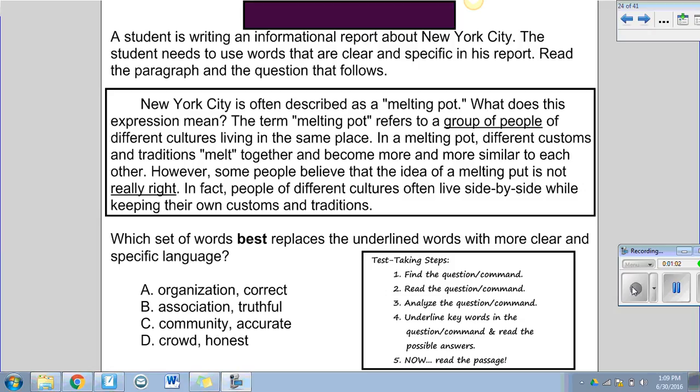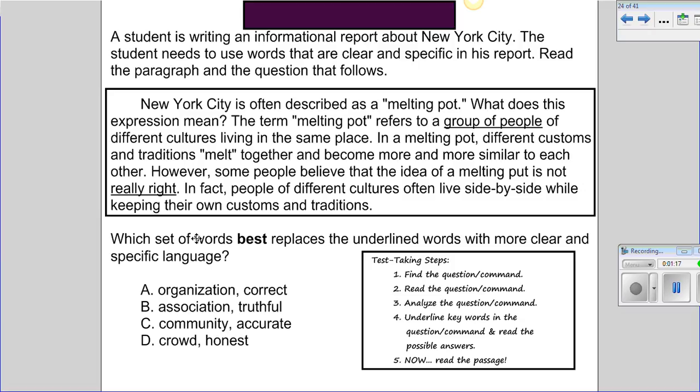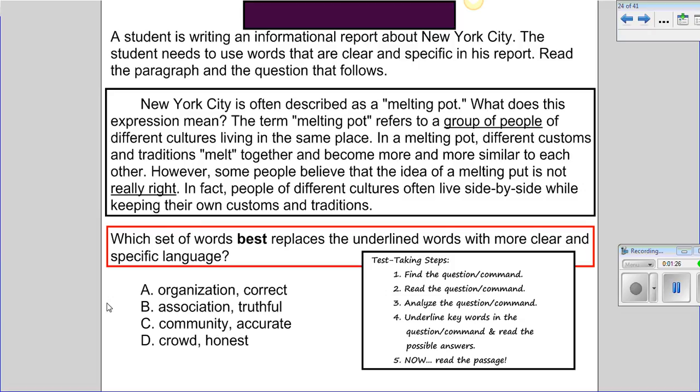Let's practice this together. Down below, you will see the steps for taking a test. The first thing that you need to do is find the question or command. Typically, what you always want to do is look above the answer choices. Here is the question. Your second step is to read the question or command. Here is the question: Which set of words best replaces the underlined words with more clear and specific language?